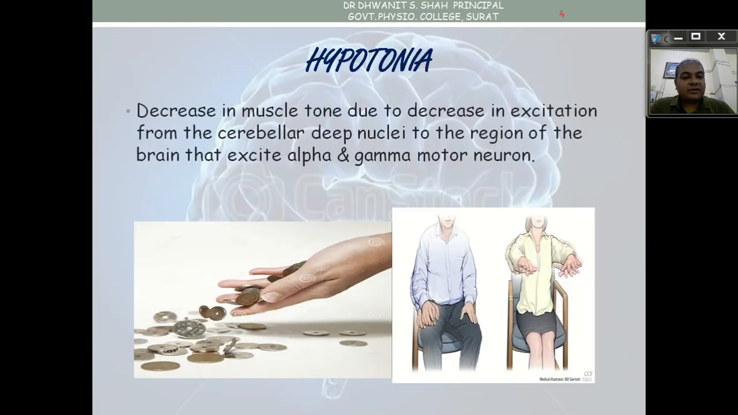Next is hypotonia. First is hypotonia. So what is hypotonia? That you must be knowing. Decrease in the muscle tone, due to decrease in excitation from the cerebellar deep nuclei to the region of the brain that excites the alpha and gamma motor neuron.